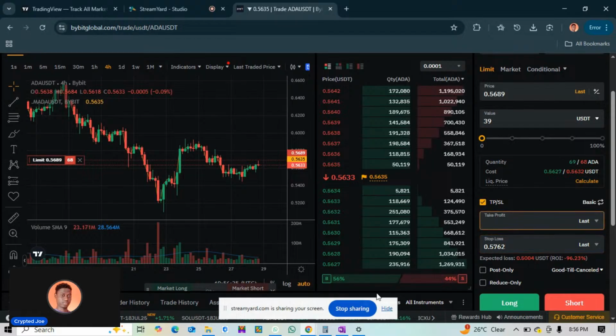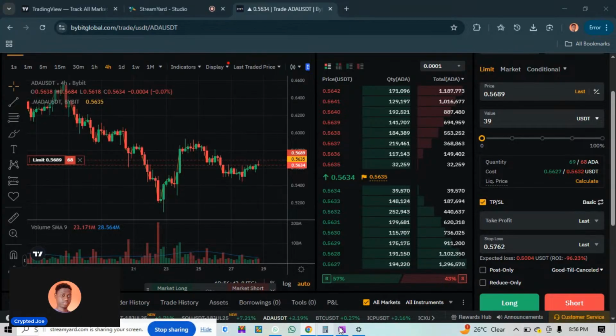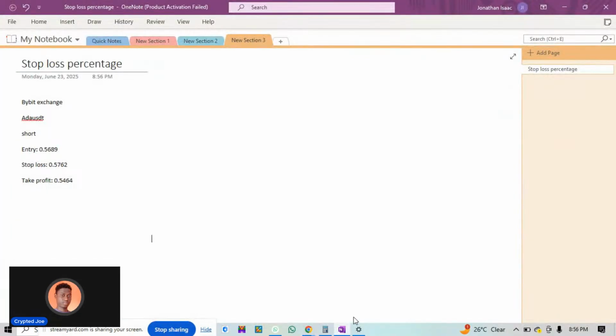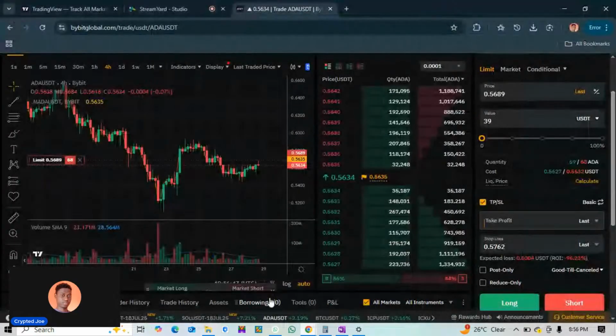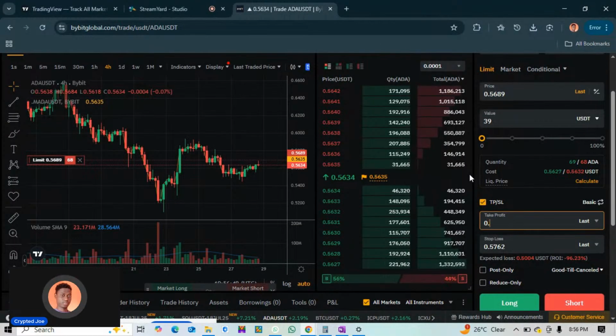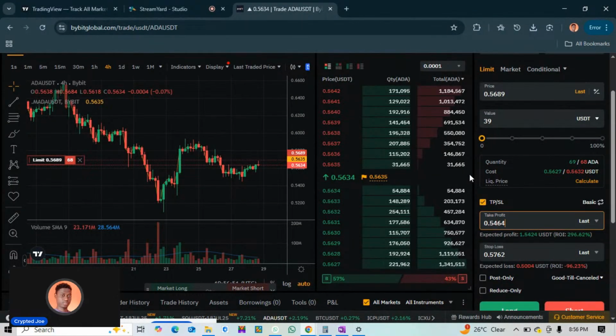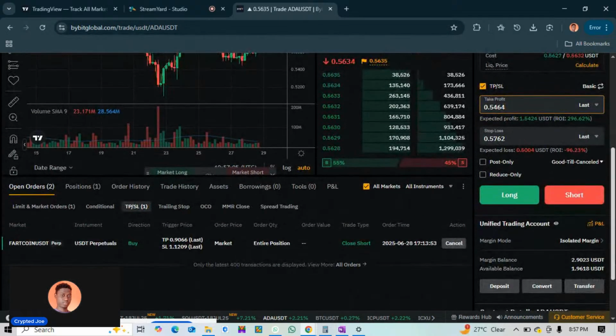Then take profit. Take profit 0.5464. Like I told you, it's a one to three ratio. For those of us that can do analysis by ourselves on trading, it's a one to three. So I'm risking 0.5 to make 1.5. Now I'm taking a short, so I click on short.